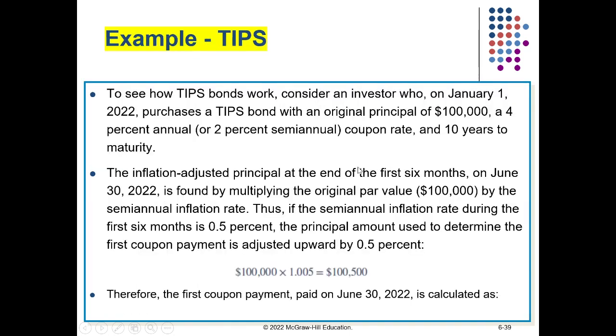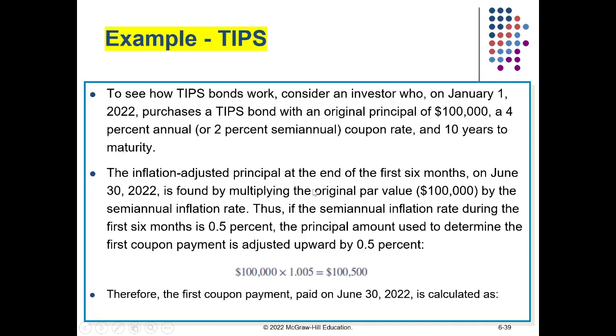Here's an example of how to calculate the inflation-adjusted principal value or face value. So to see how TIPS bonds work, consider an investor who on January 1st, 2022 purchased a TIPS bond with an original principal of $100,000, a 4% annual or 2% semi-annual coupon rate, and 10 years to maturity. Yeah, so this is the information of the TIPS.